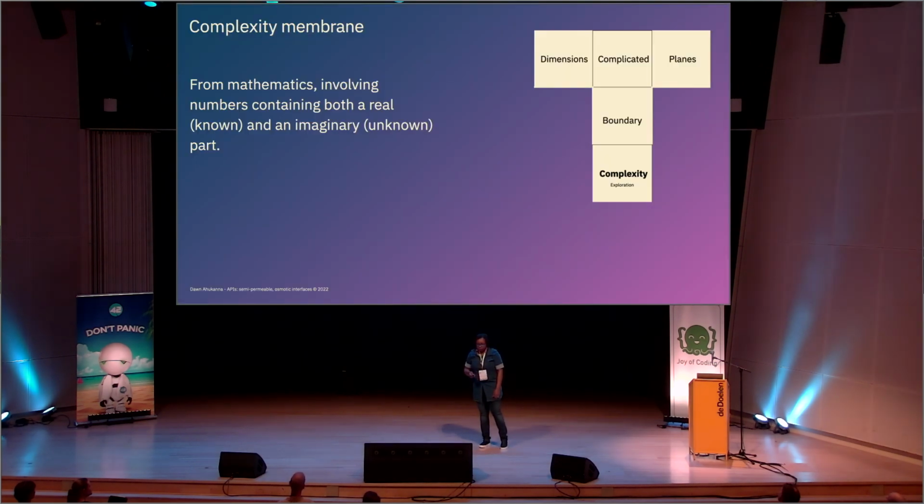Next one is complexity. That means it's something that you don't know. So if you look at the definition of complexity in mathematics, which I thought was really cute, is numbers contain both a real known and an imaginary unknown part.